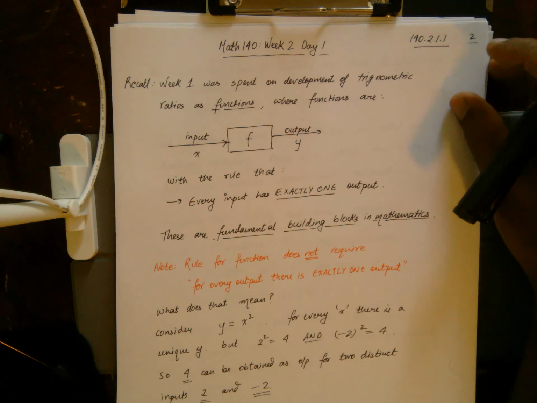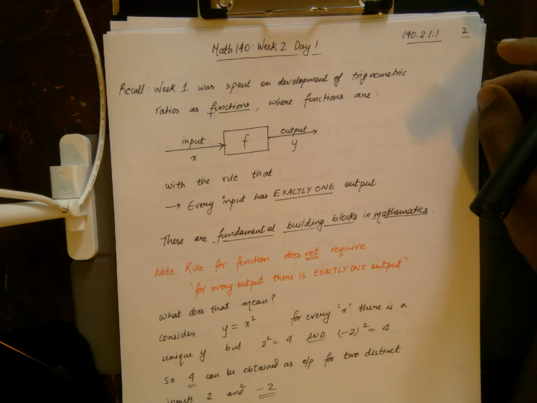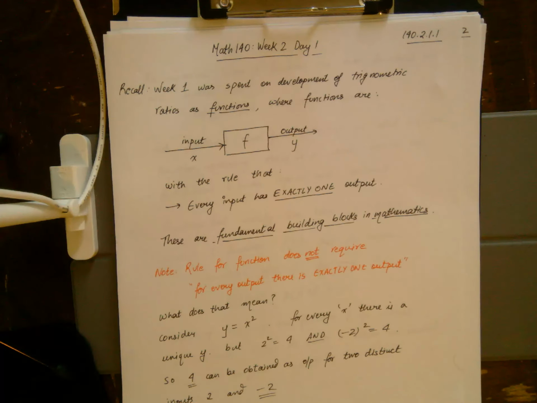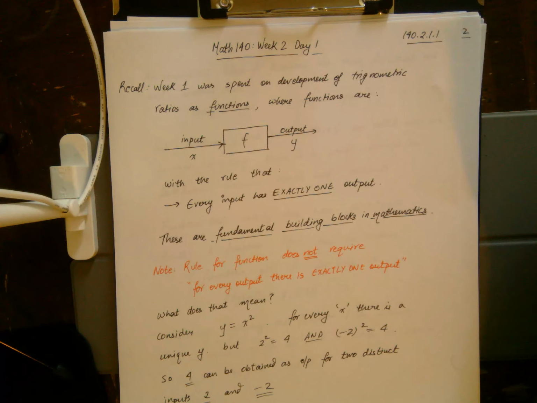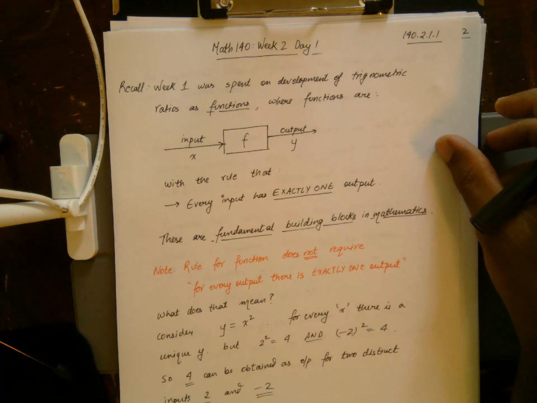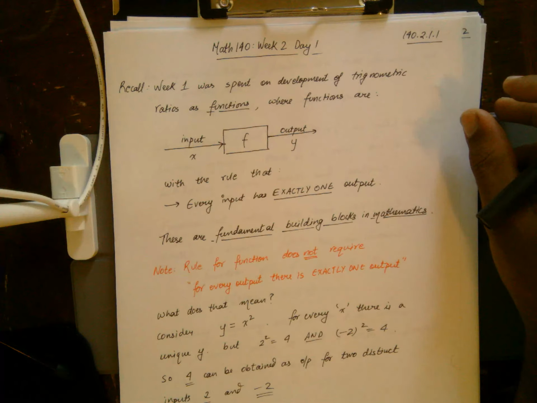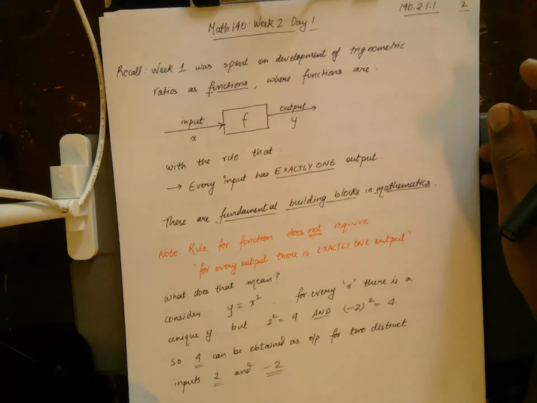The most important thing was the development of trigonometric ratios, understanding where they arise in a triangle, and then transferring them into functional language. Remember that the basic definition of a function is that it's a box where you get an input and an output. We usually denote input by x and output by y. We have an additional rule which says that every input must have exactly one output. These are important because they are fundamental building blocks in mathematics.